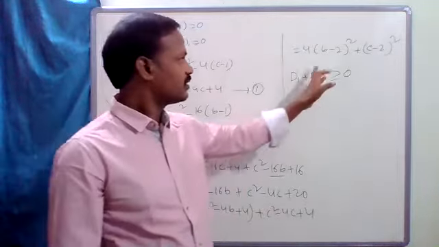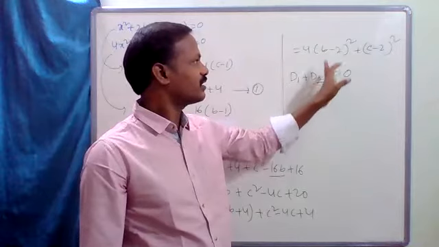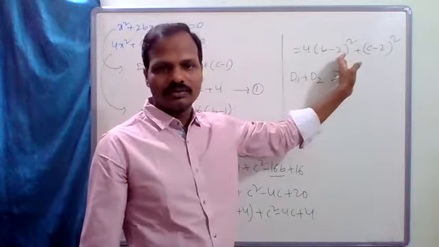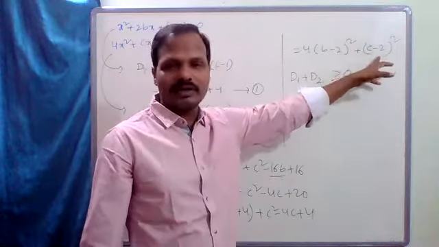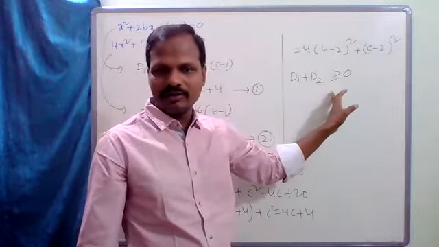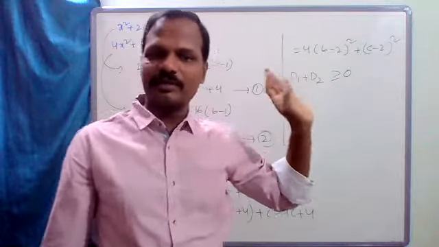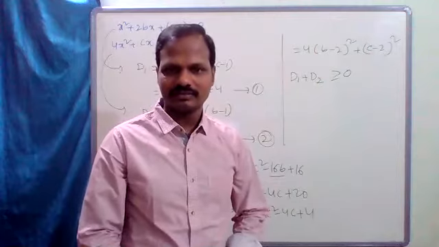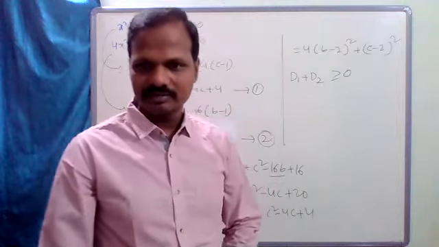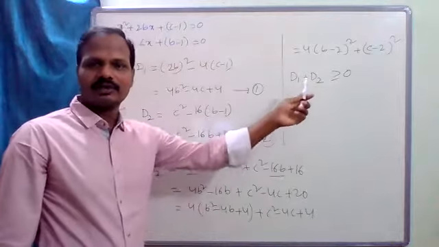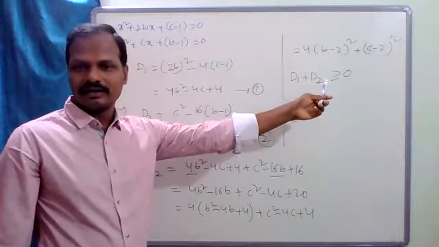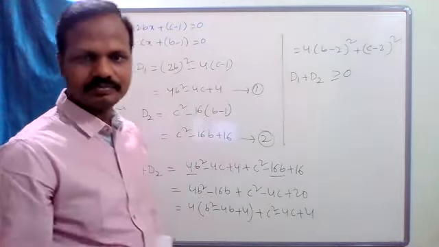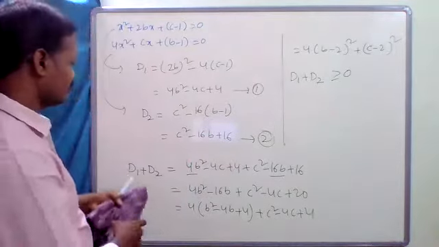It is greater than or equal to 0, because suppose if b equals 2 and c equals 2, then it becomes 0. In the remaining cases, since it is positive, it is greater than 0. Therefore, at least one of them has real roots. That is the solution. Clear? Is it okay to everybody? At least one of them has real roots.